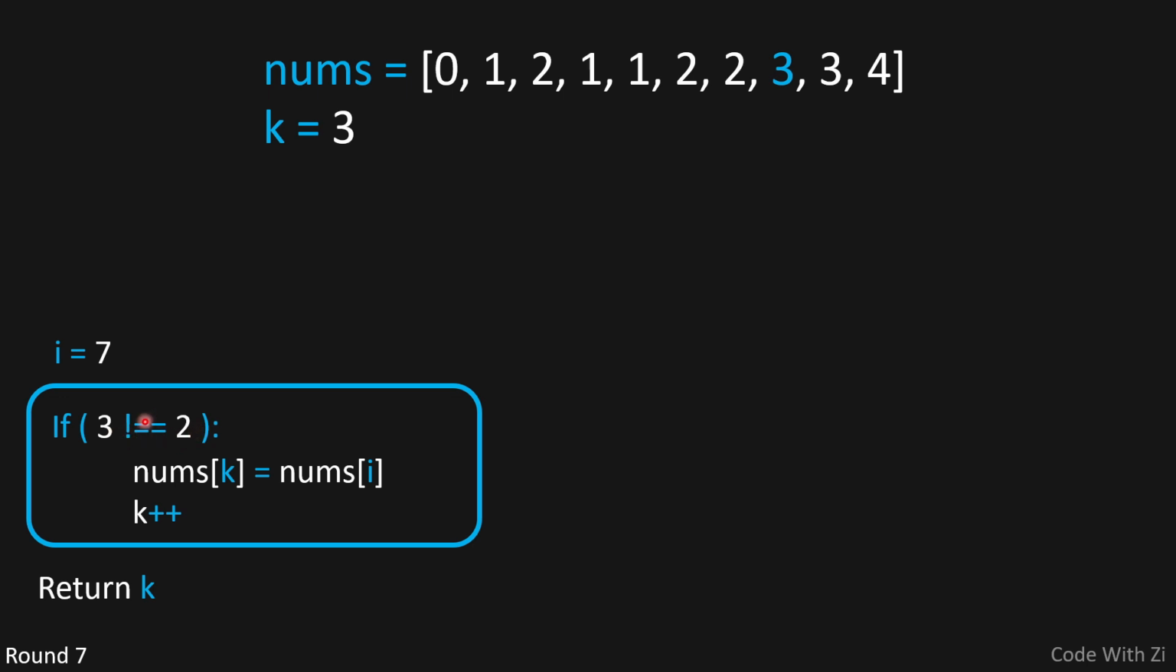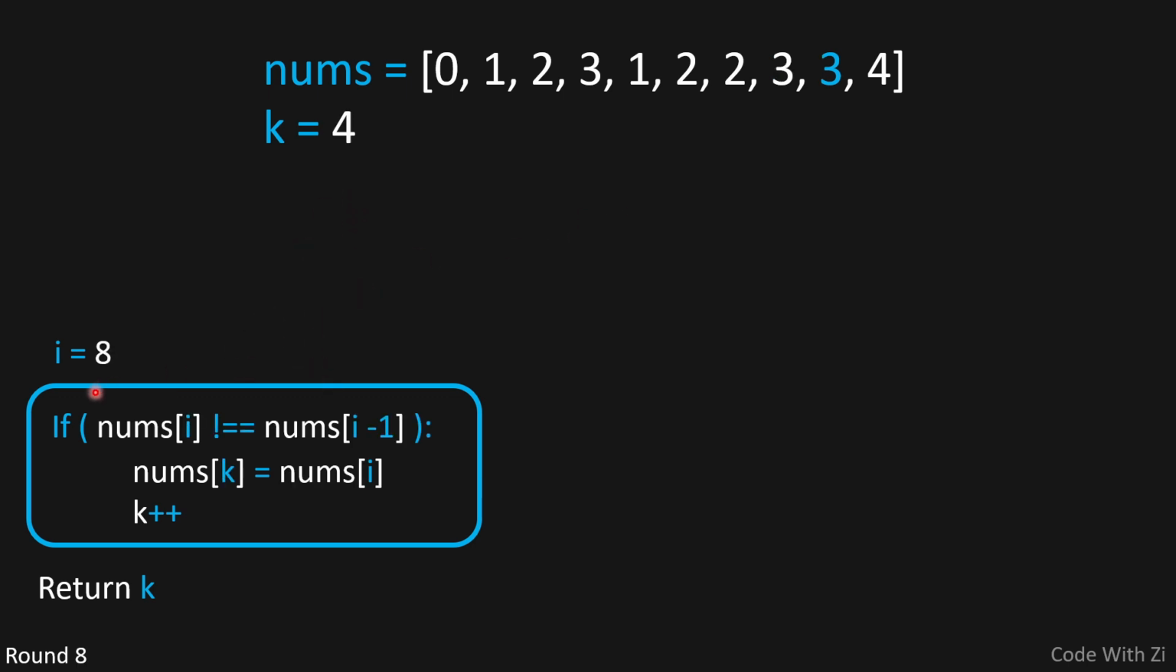Well, this is correct. So we're going to enter this if statement, and we're going to say the number at the index of k, meaning the number at the index of 3, should be equal to 3. So let's do that. This is the number with the index of 3, and this has to be 3 because we just assigned it here, and then we're going to increment our k like so, and then we're going to move on to the next round.